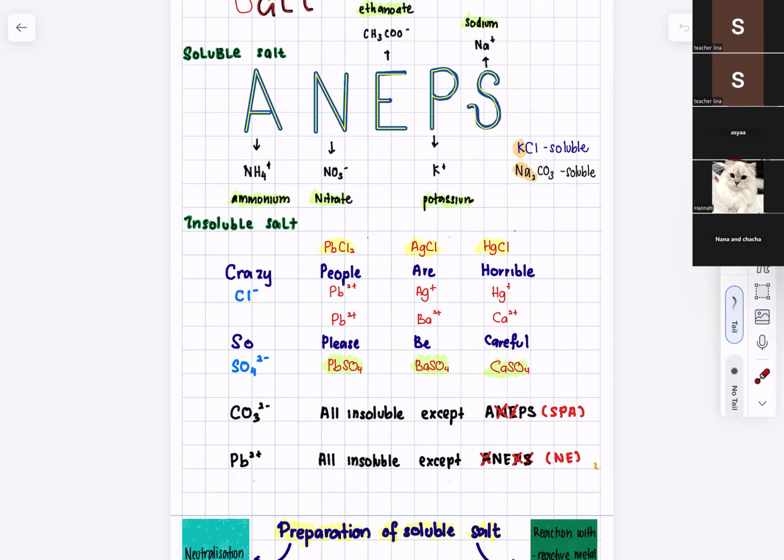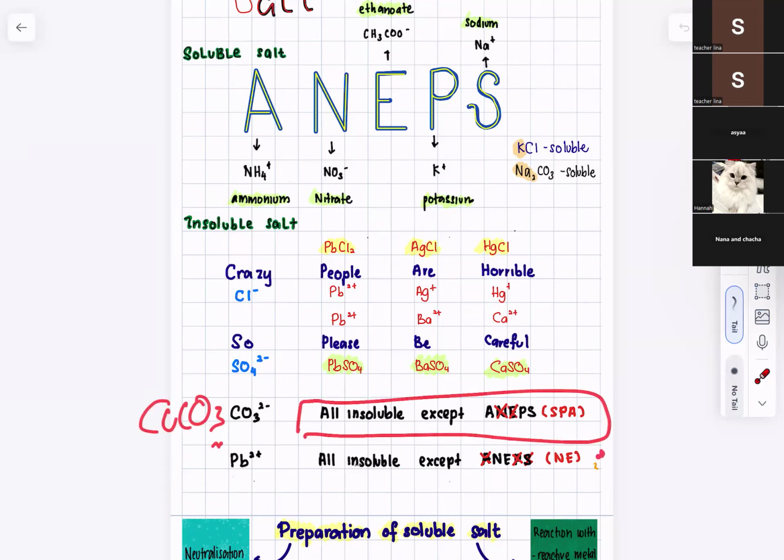Copper II carbonate. Chacha, copper II carbonate, soluble. Copper II carbonate, soluble. Yeah. CuCO3. Okay, sure, you read this statement. What do you understand about this one, Chacha?